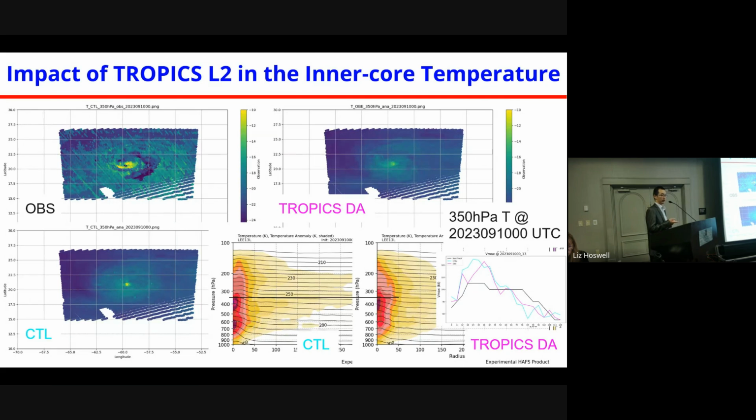So this is the 350 millibar temperature field, where assimilating the tropics observations clearly benefits the inner core temperature field. And we see that this upper level warm core is reduced. Next, please. When you look at 600 millibar, where the control shows a kind of secondary low level warm core, it is also reduced in the tropics DA experiment. So these figures show us that the assimilation of those tropics observations indeed helps us improve the inner core thermodynamic structures.